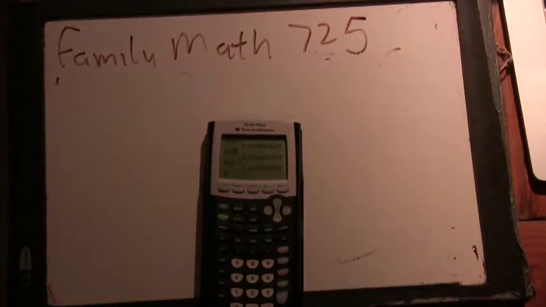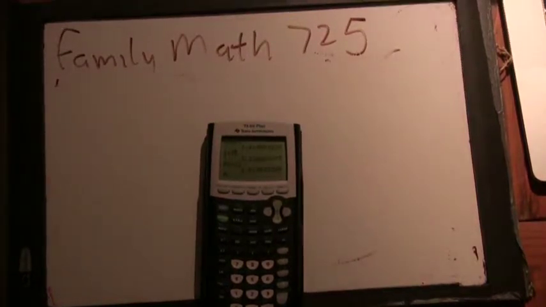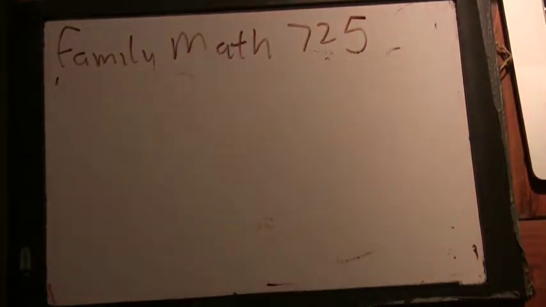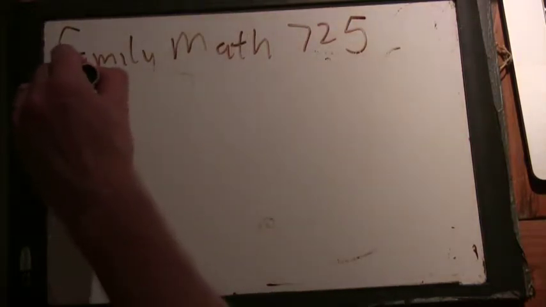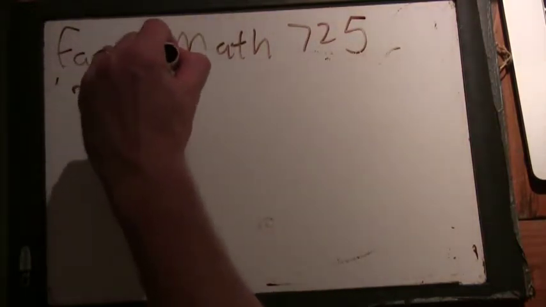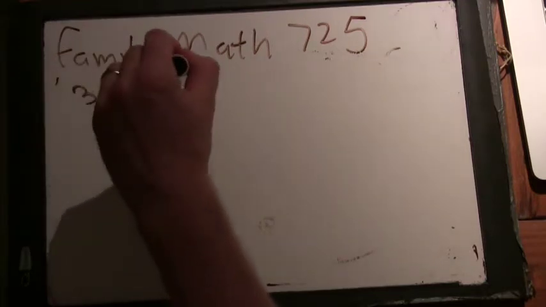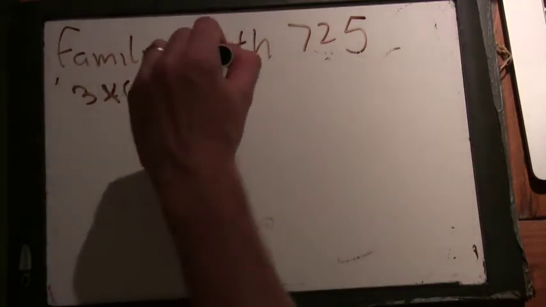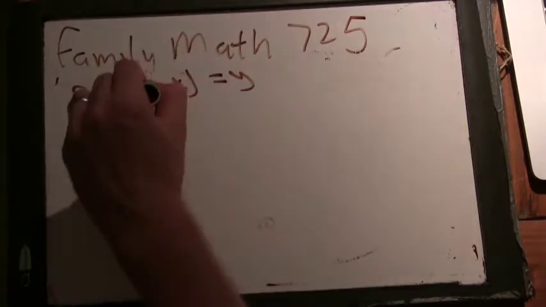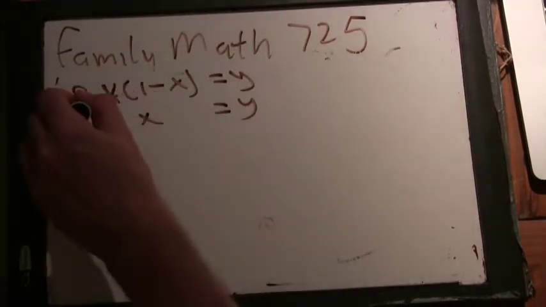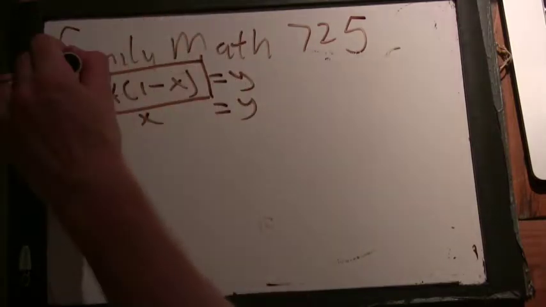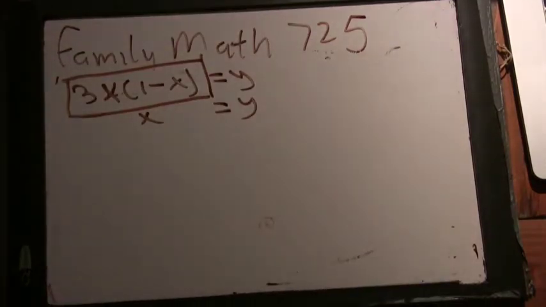Okay, so here's a different setting. We're going to look at the equation y equals 3x times 1 minus x, and we're going to look at the equation y equals x. What sort of shape is y equals 3x times 1 minus x? That is a parabola.